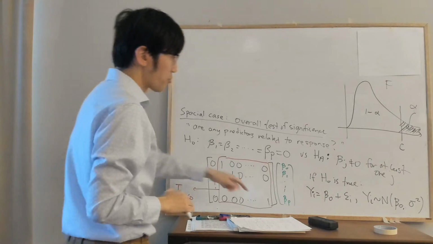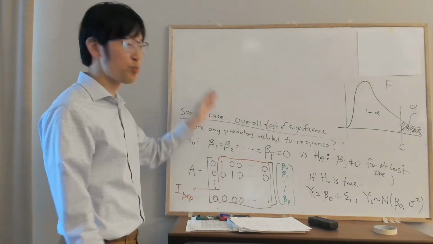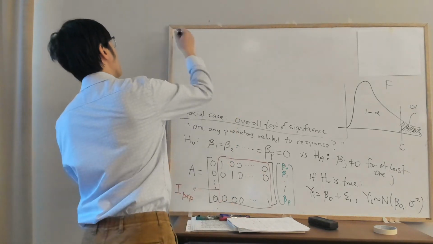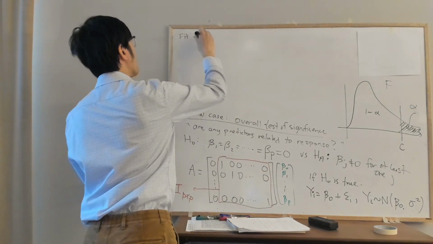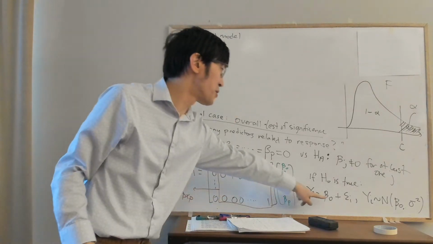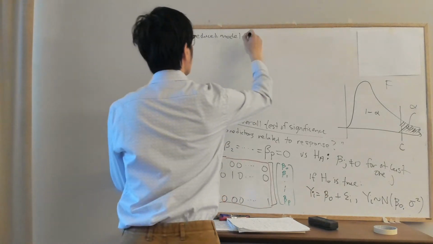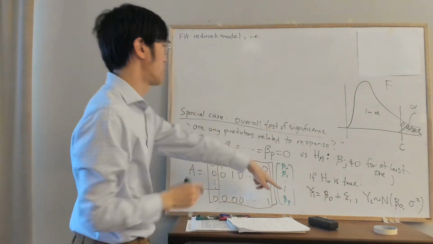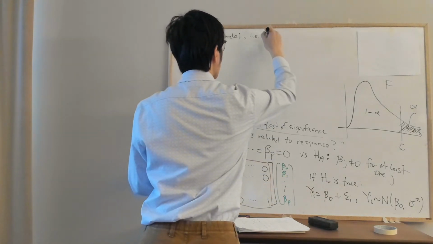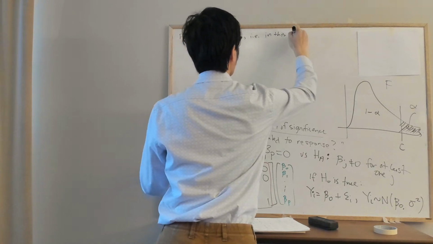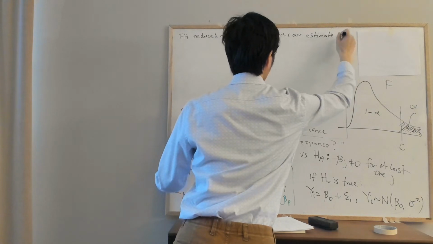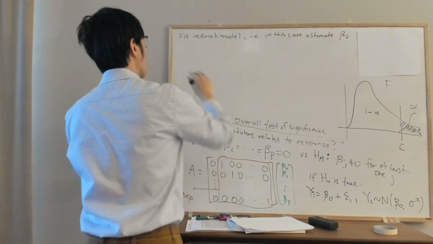Okay, so based on this F-test principle, we're going to fit this reduced model. In other words, we're going to estimate beta 0. So following this, we're going to fit this model here. In this case, there's only one model parameter besides sigma squared, so we need to estimate beta 0 using least squares.